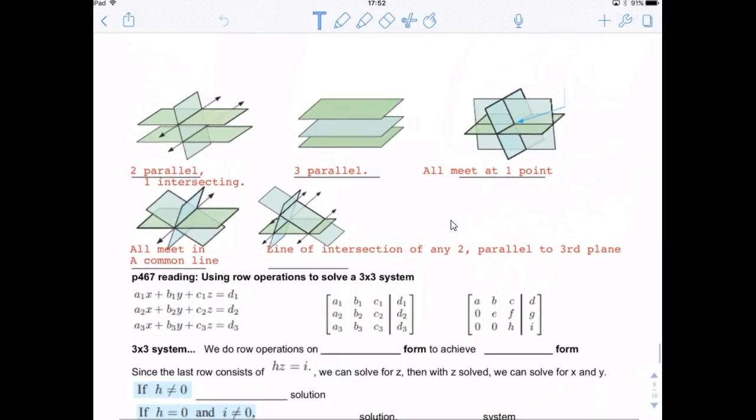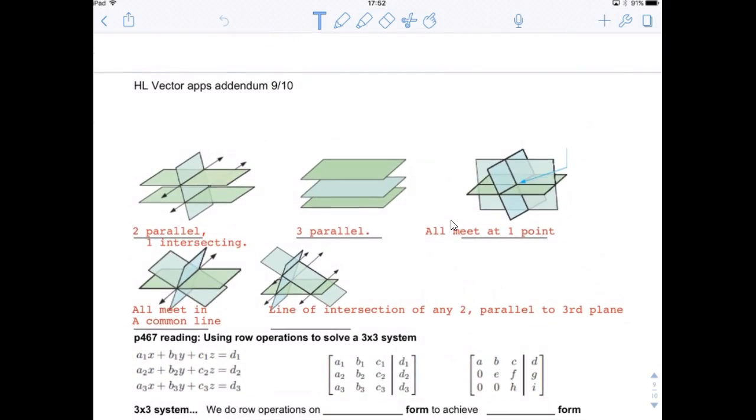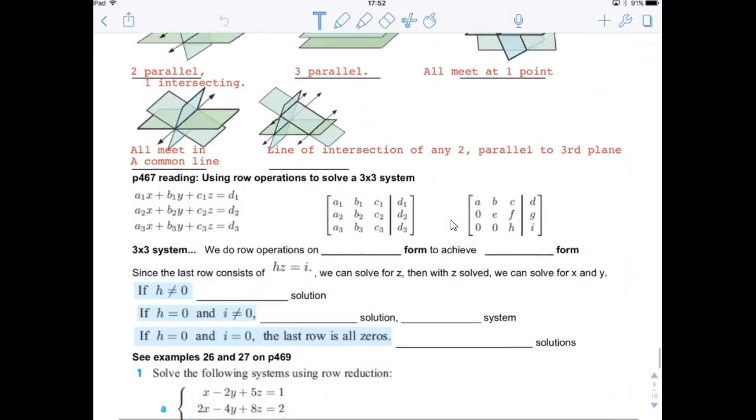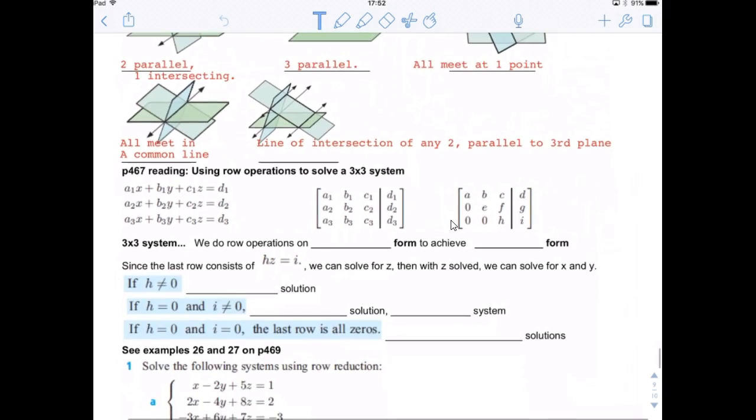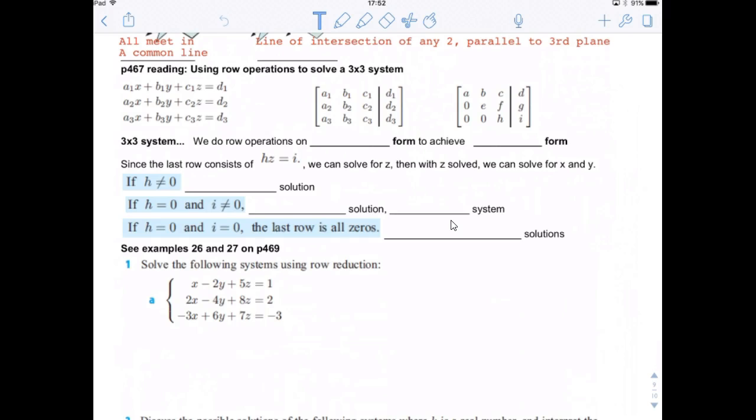Here we are on page 9 of Vector Apps Addendum. These first few plane identification exercises, you're going to find on the page 8 video. Now we're going to go right to using row operations to solve a 3x3 system.